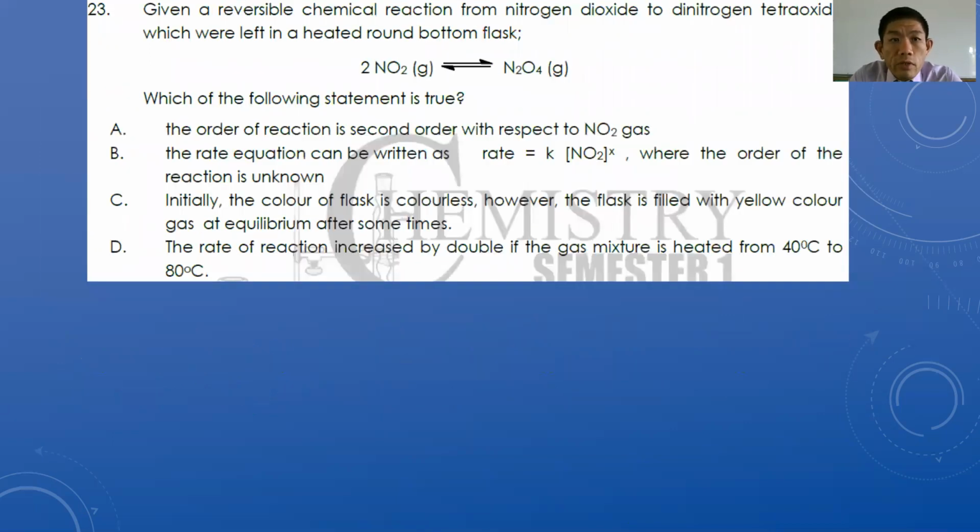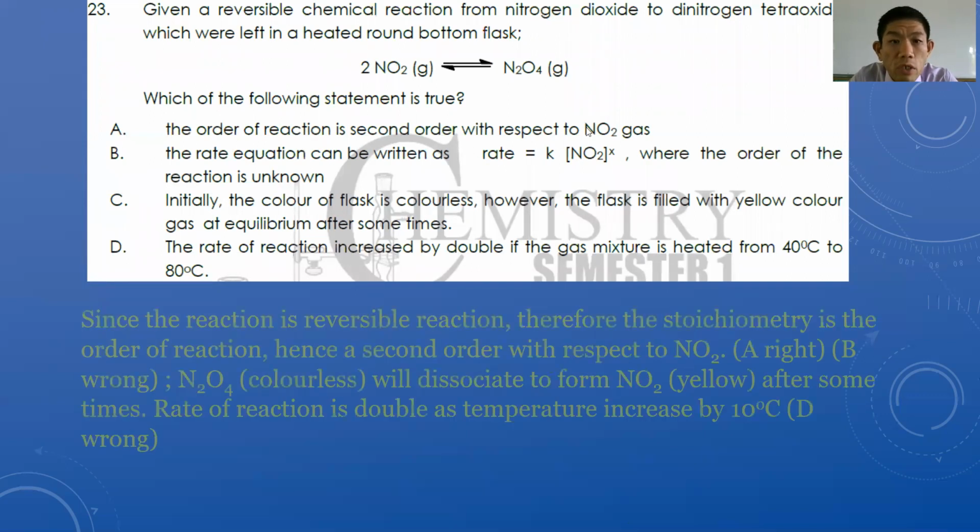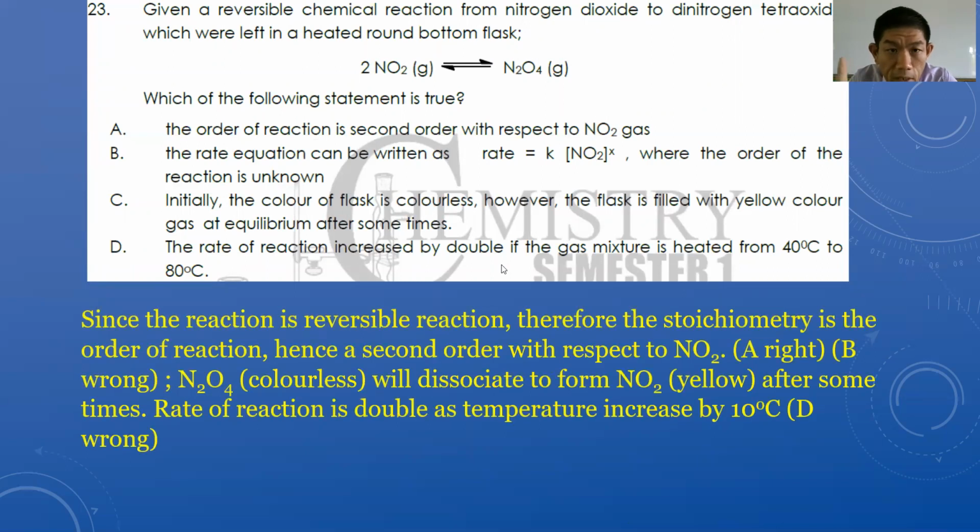Then we go for question 23. In a reversible reaction given to you, nitrogen dioxide gives dinitrogen tetroxide. Which of the following statements is true? A, the order of reaction is second order with respect to NO2 gas, which is true because it is an elementary reversible reaction, so therefore it is 1 step only.